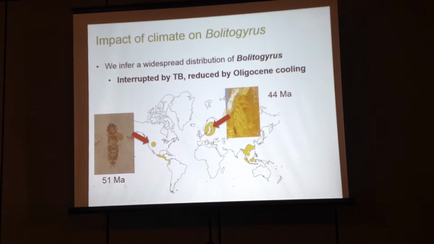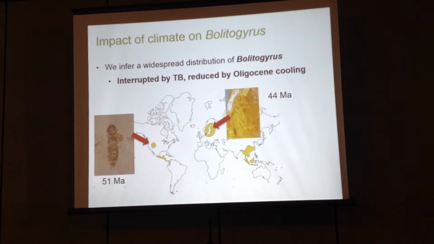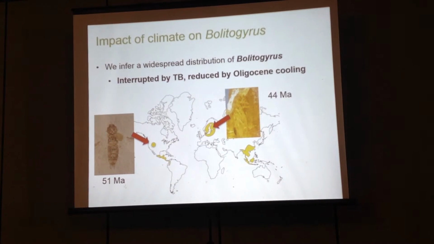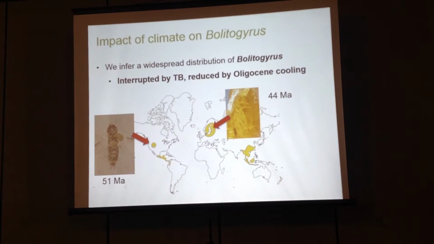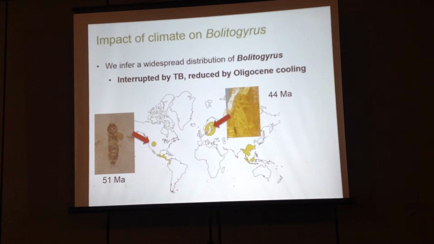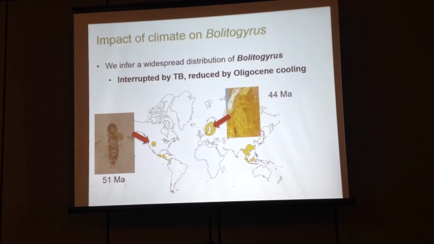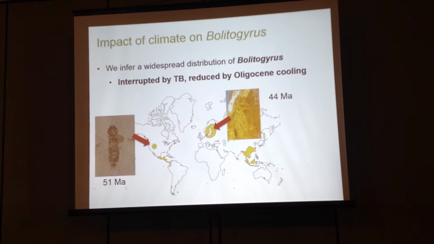Well, of course, this is just the pattern we got. We couldn't say for sure that this was what happened. There is still a lot of work to do. For example, to carefully study the area of origin of Bolitogyrus, its dispersal and then contraction of the range. There are all sorts of analyses you can do now. This is kind of the future.